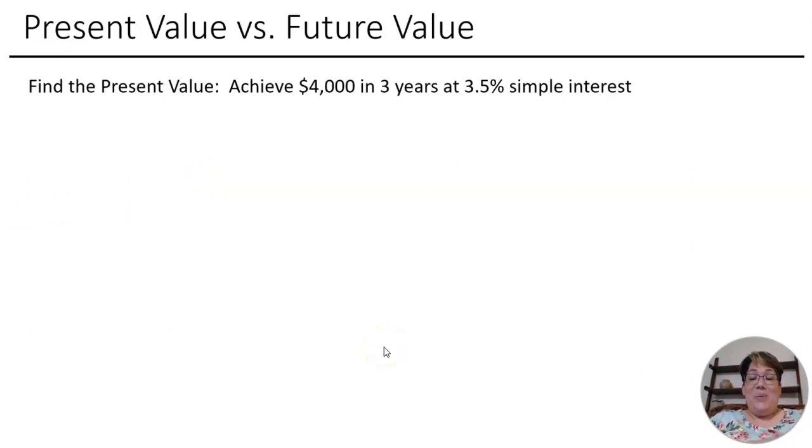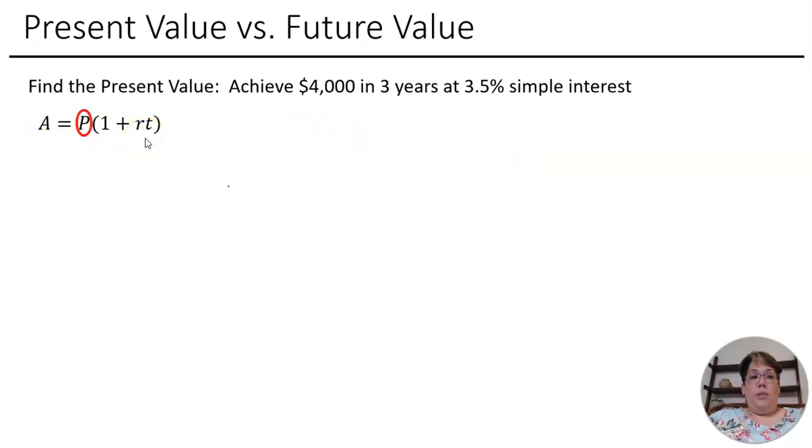Okay, now we are going to find the present value. We've been looking at future value a lot, so where do we get present value from? You're going to have problems where they ask you for present value. Let me show you where present value is coming from. The present value is actually from the formula. The formula says that the future value is equal to the present value times 1 plus RT.